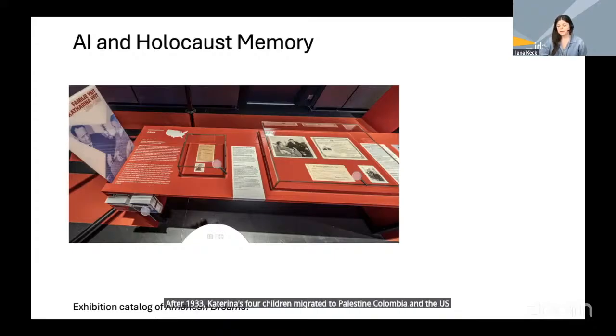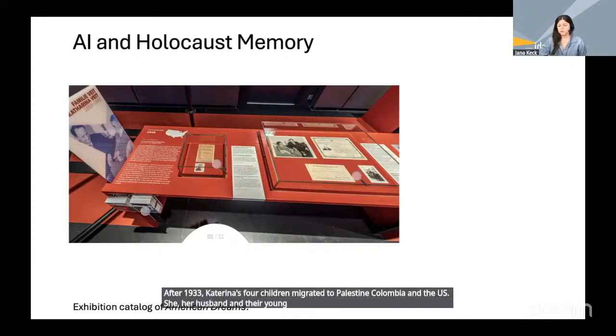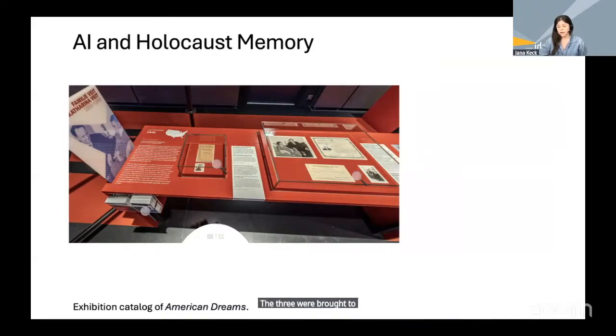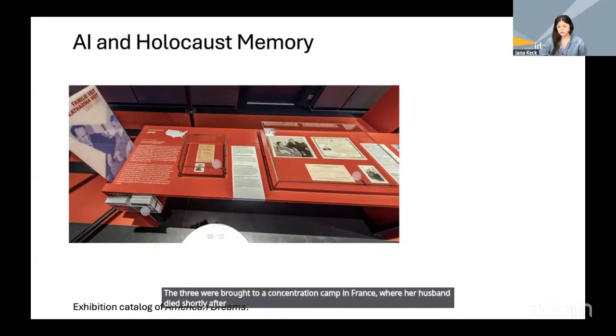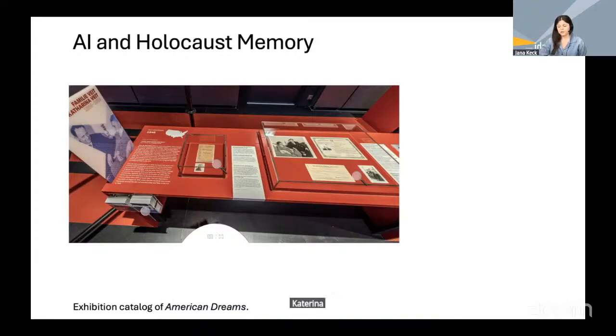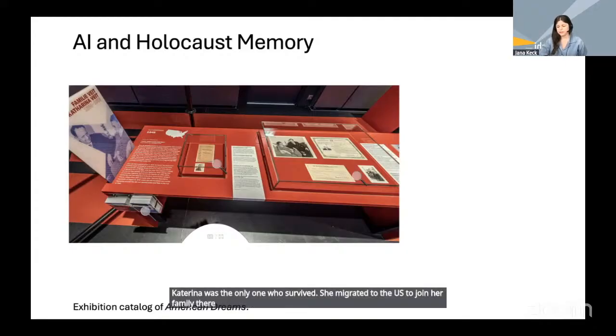She, her husband, and their youngest daughter stayed first due to their property and subsequently due to the difficulty of getting a visa. The three were brought to a concentration camp in France, where her husband died shortly after. Her daughter was sent to Auschwitz, where she was murdered. Katerina was the only one who survived. She migrated to the US to join her family there in 1946.